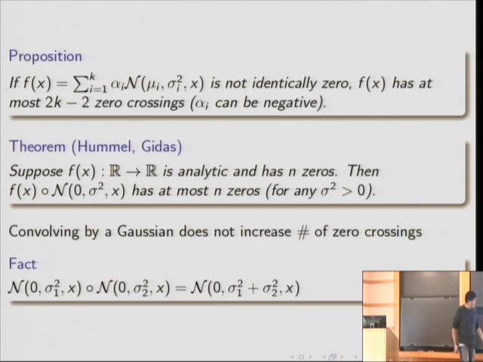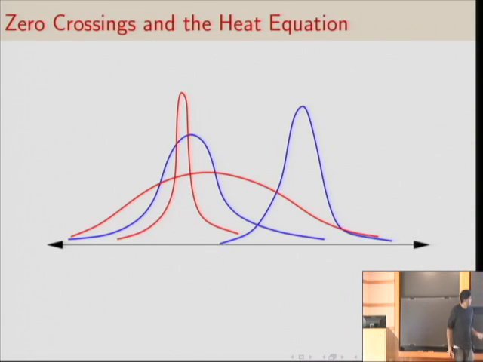induction on k. And I'll use the following well-known fact, that convolving two Gaussians results in a Gaussian. In fact, the variance of this Gaussian is just the sum of the variances of the two Gaussians on the left-hand side. So now let's prove this proposition by induction on k. So let's assume it for k equals 3. So we know that any linear combination of 3 Gaussians has at most 4 0 crossings. And now let's try and prove it for linear combinations of 4 Gaussians.